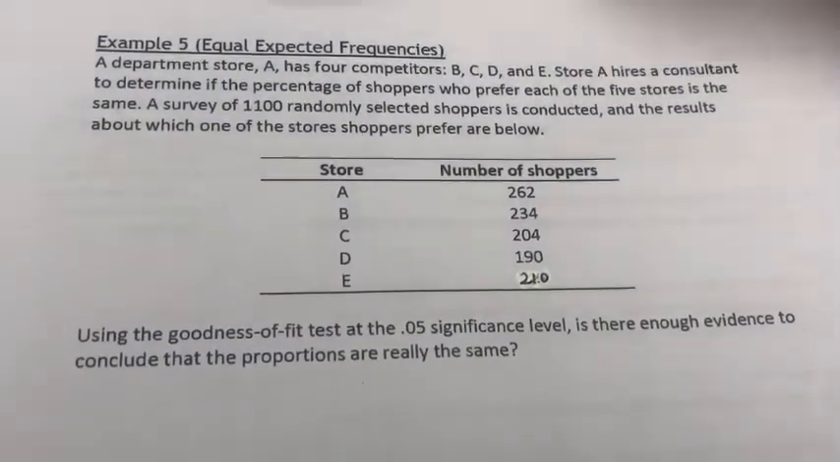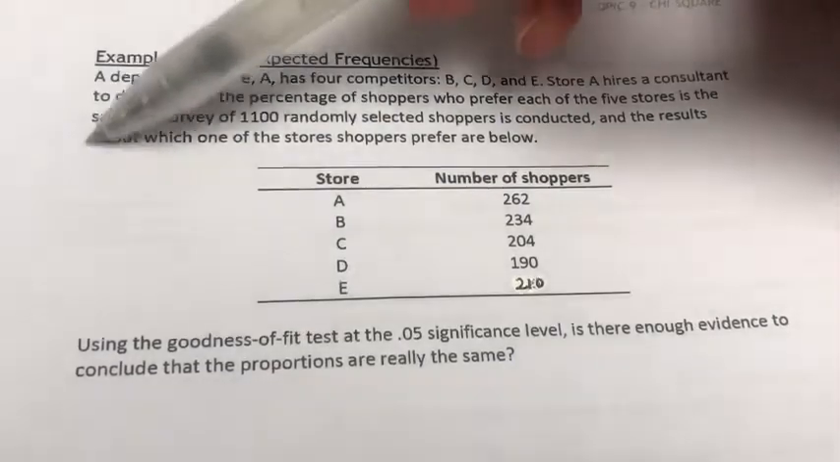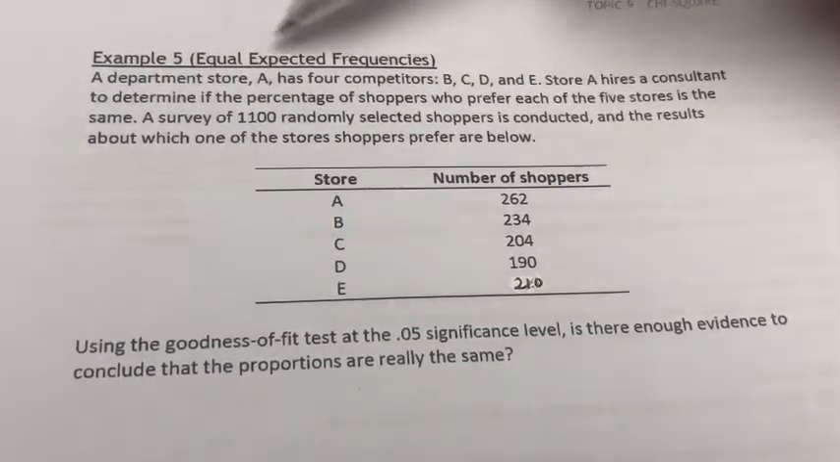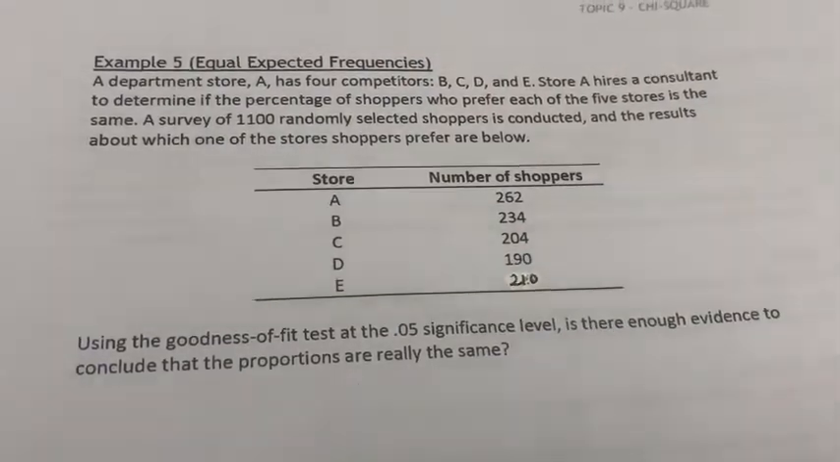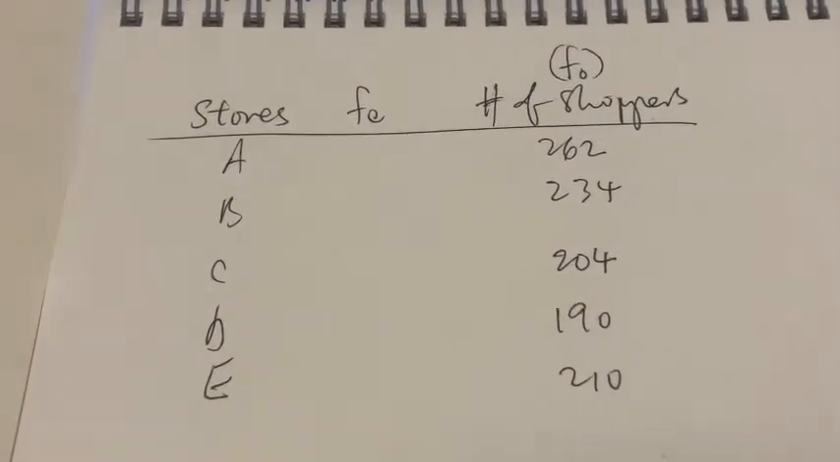Okay, because we want to determine if the percentage of shoppers who prefer each of the 5 stores is the same. So this is basically the clue that tells us that the expected frequencies are equal. Okay, so now let's take a look at this table again.